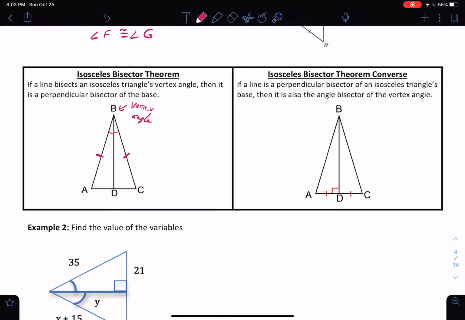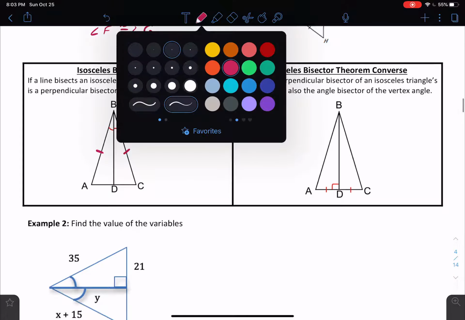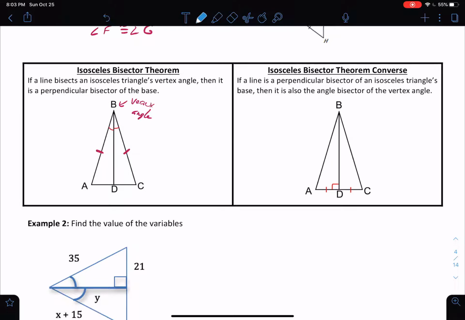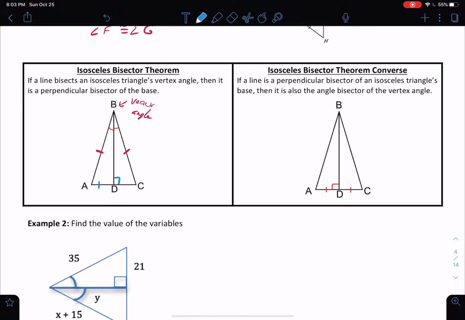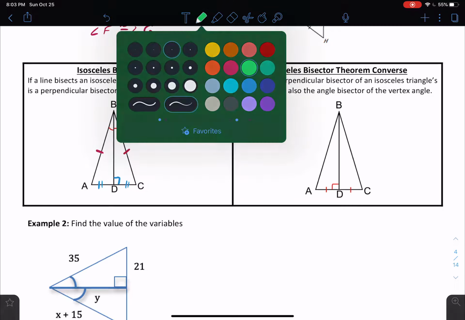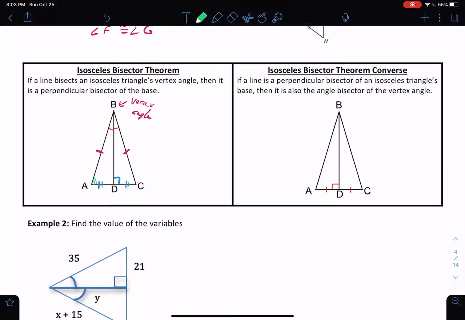So what can we conclude if that's what's going on? We can say that this is a perpendicular bisector to the base. So it's perpendicular to the base, and it cuts the base in half. All right, so if we've got this isosceles triangle here with these base angles congruent, and we've got a line inside the triangle that cuts the top angle in half, it's going to cut the base in half and be perpendicular to the base.